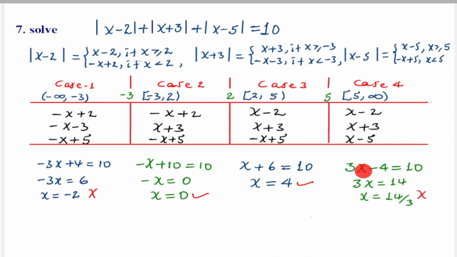Case 4, add vertically, we get 3x minus 4 is equal to 10. When we bring minus 4 to the right, it becomes 14. Then divide by 3, x is equal to 14 over 3. But 14 over 3 is not a member of this interval, so 14 over 3 is not a solution. So the solution set is 0 and 4.